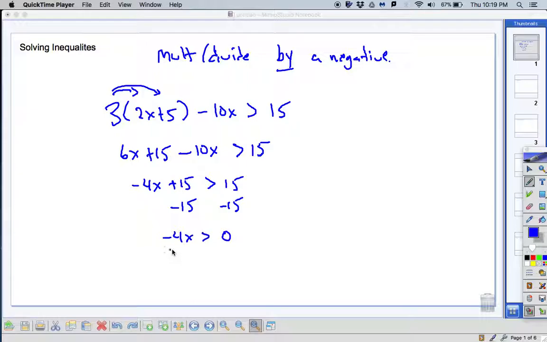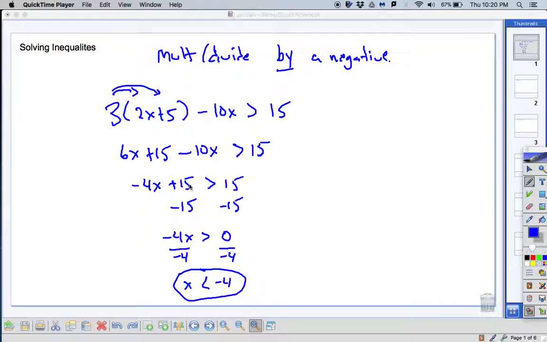The last thing we've got to do is divide both sides by negative 4. Now here's where we're dividing. As soon as you say divide, you've got to stop and think: did we divide or multiply by a negative? In this case, we're dividing by negative 4, so we will switch the symbol around. On the left, you get x, and on the right, you end up with negative 4. So our answer is x is less than negative 4.